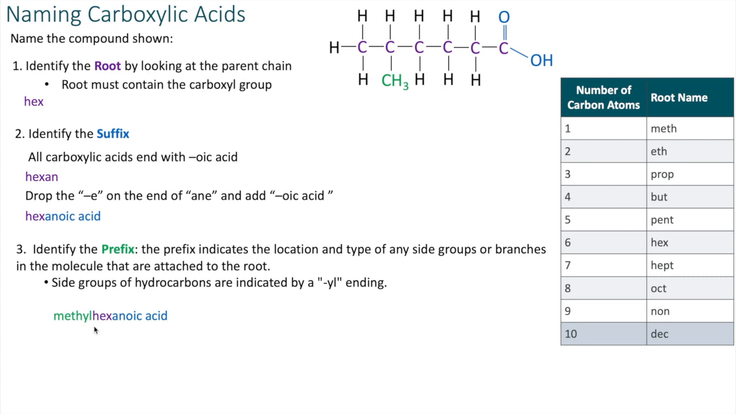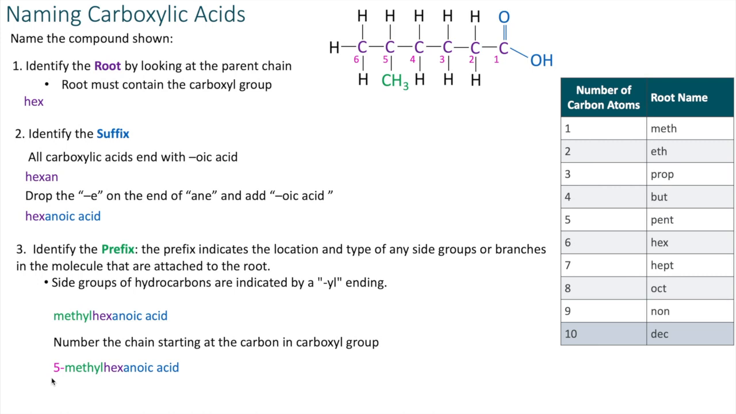Again, we need to identify where this methyl group is located. To do that, we're going to number the chain starting on the carbon in the carboxyl group. So make sure that you start your numbering over here. When we were looking at alkanes, we would try to have the side groups have the lowest number possible, but for carboxylic acids, it's very important that you start your numbering at the carboxyl group. So I'm going to start numbering right here, and that shows me that my side chain, the methyl group, is on carbon number 5. So what I'm going to do is write this as 5-methyl hexanoic acid.